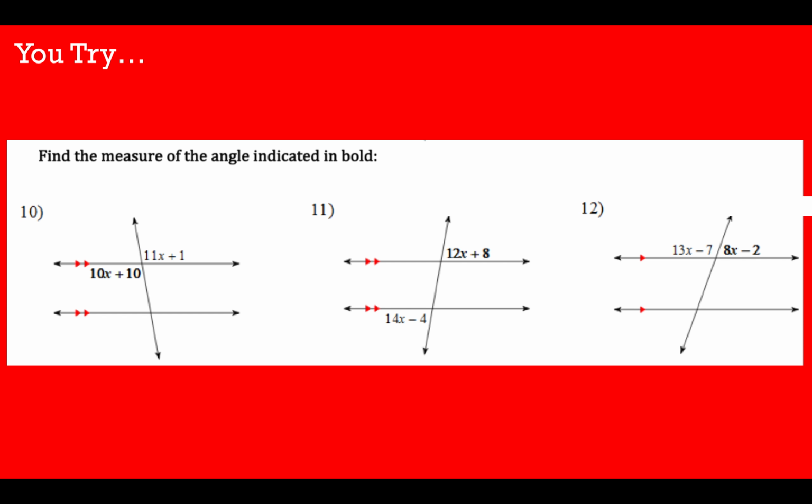10, 11, and 12 took it one step further. You needed to find what x was, but you also needed to find what the whole thing equaled. So for this one, you had to set 10x plus 10 equals 11x plus 1, and then figure out what the whole thing equaled once you substituted x in, which you should have gotten 9 for x, and for the whole thing you should have gotten 100 degrees. 11 and 12 were similar.